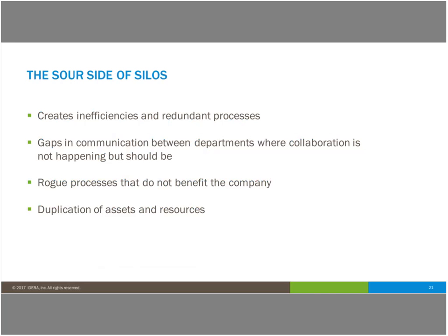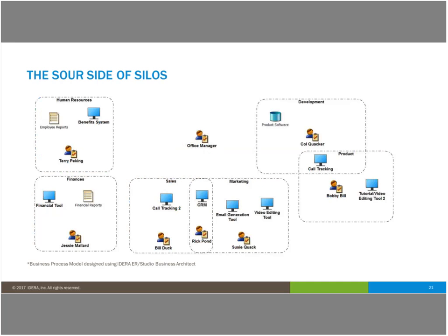There also can be a duplication of assets and resources, and this is a big thing when companies are trying to streamline down. So in this case, I've done kind of a grouping diagram where I've identified a variety of different applications and reports that have to be produced and the different players that are associated. And when you start to lay all of these things out, in this example, I've given a duplication of the editing tools and the call tracking tools and who's using them.